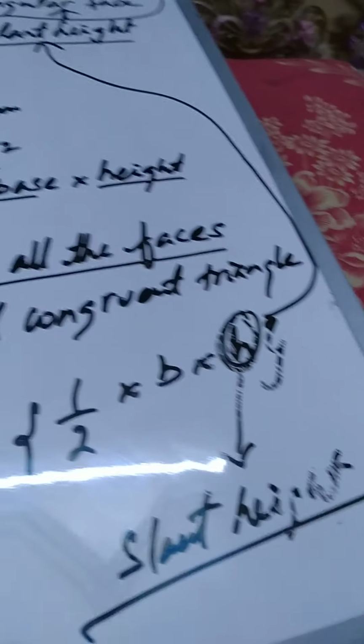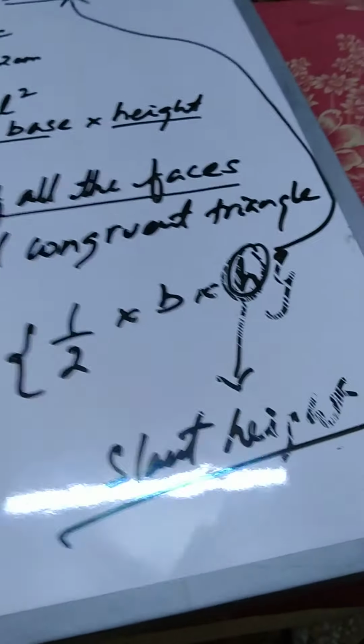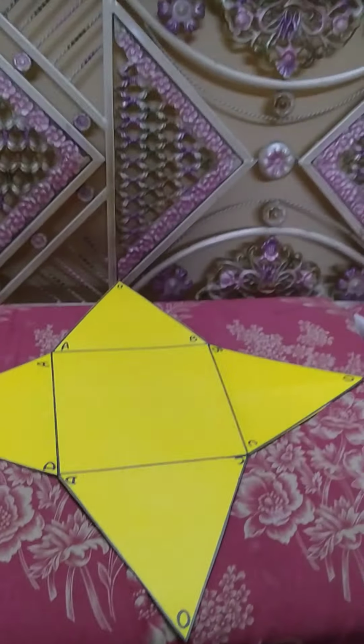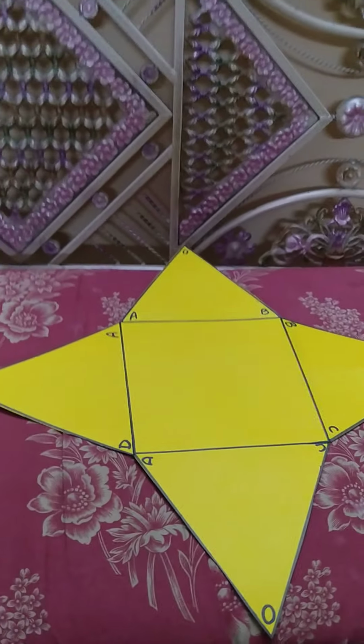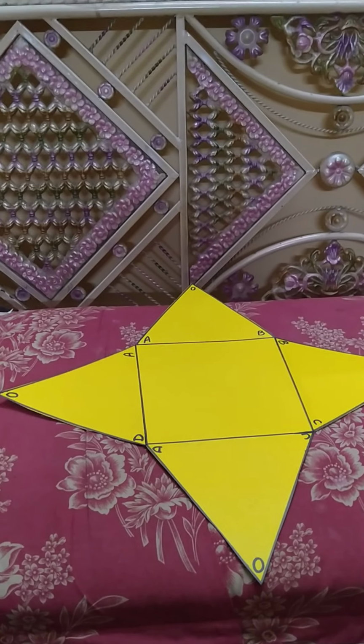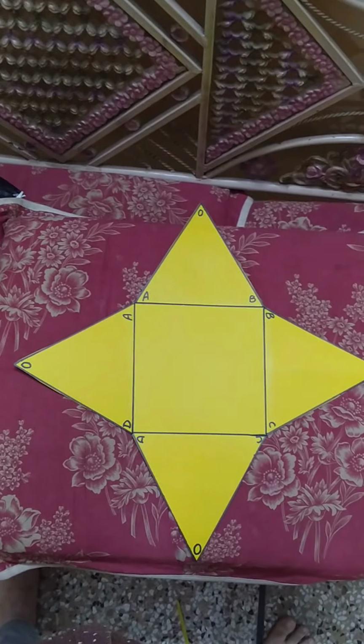Now, wait. I will try my best to explain it with the model. Basically, I need a helper, but unfortunately I don't have any helper. But I will try my best to explain. Look here, class. Now this is the net of the pyramid. This is the net of the square base pyramid.